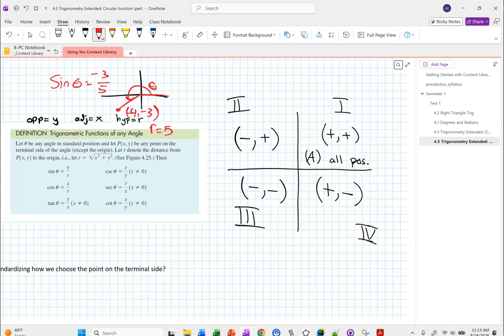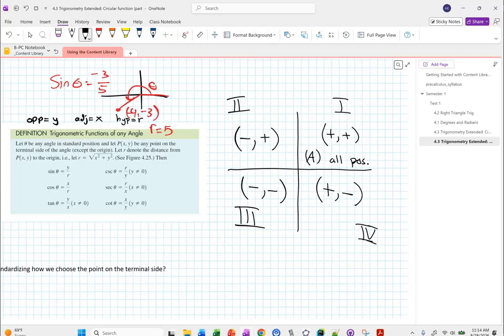Now we got the formula y over r by building these triangles out. That's like the source. But what we did was translate the triangle definition into a point definition. That's what we've done. Is that good? Okay. All right, let's look at quadrant 2.